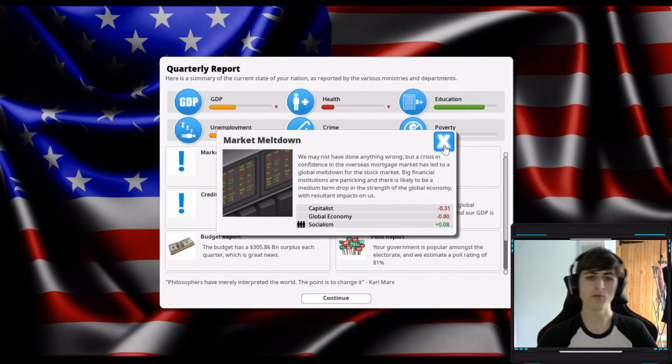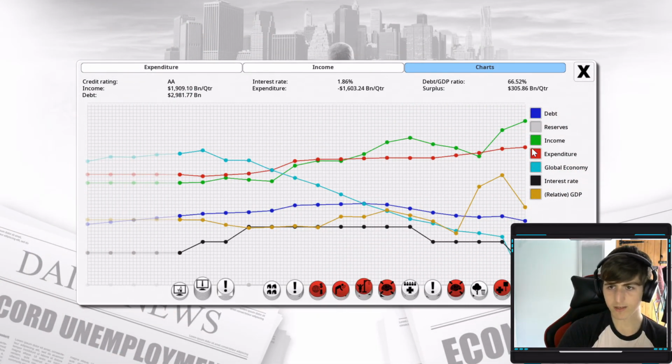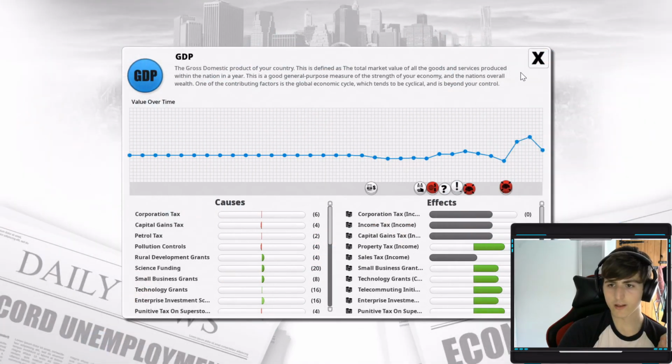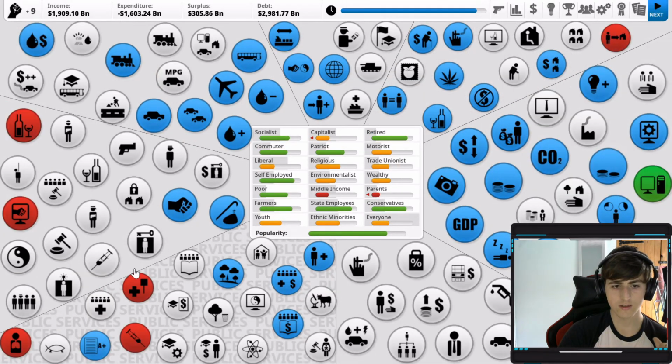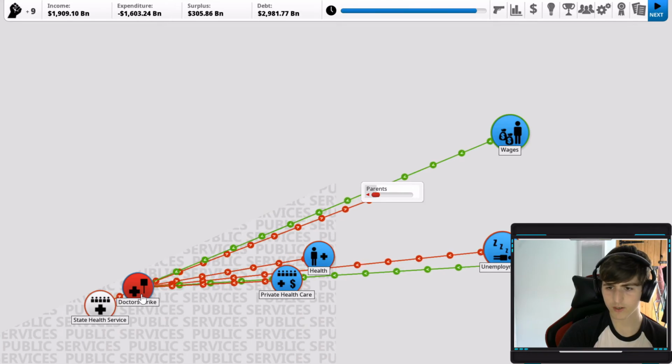Now this is the big problem, market meltdown. So capitalists aren't happy, they'll blame us for it. The global economy is in ruins, in a deep, deep recession. We are doing quite well to have a surplus still, but the relative GDP has completely dropped, which is gonna maybe boost alcohol abuse a bit. So the doctor strike should go soon, hopefully.